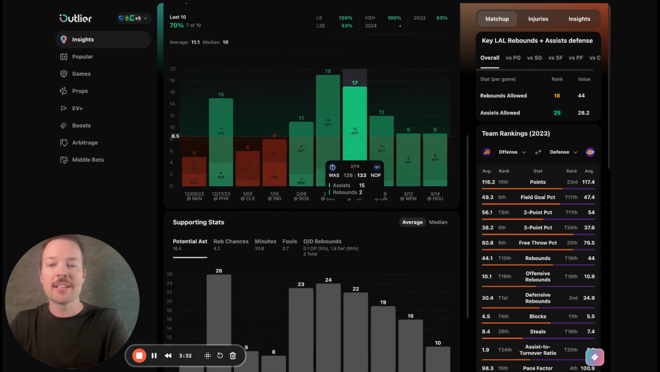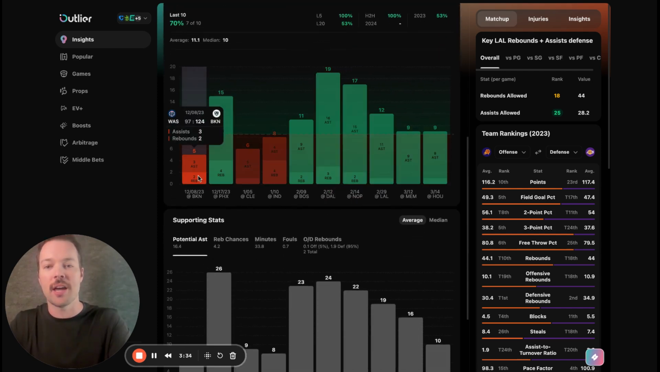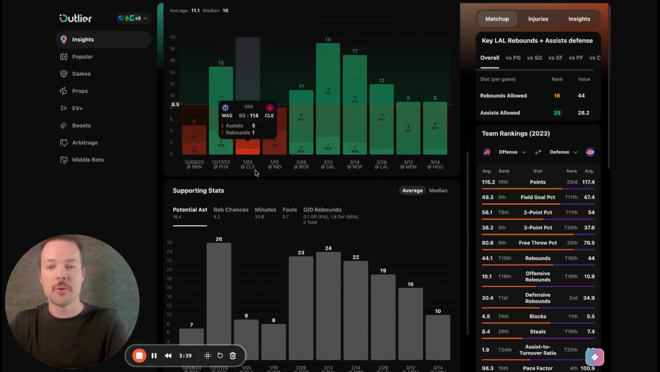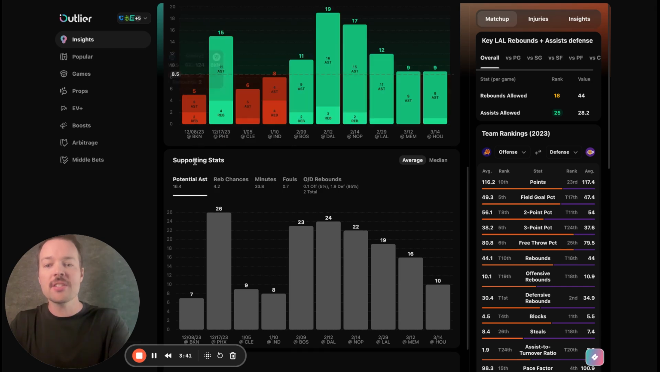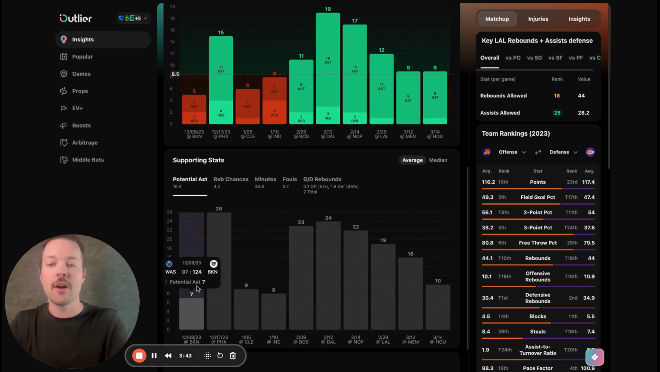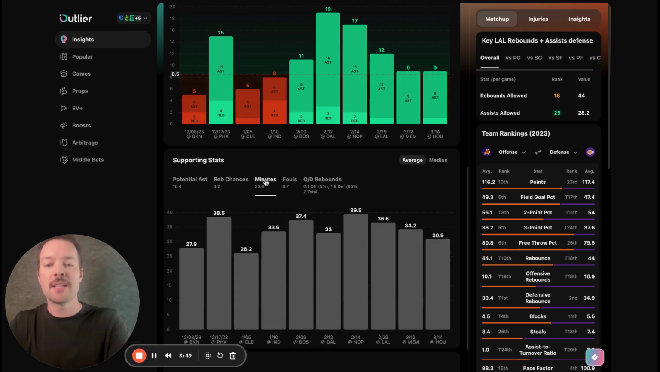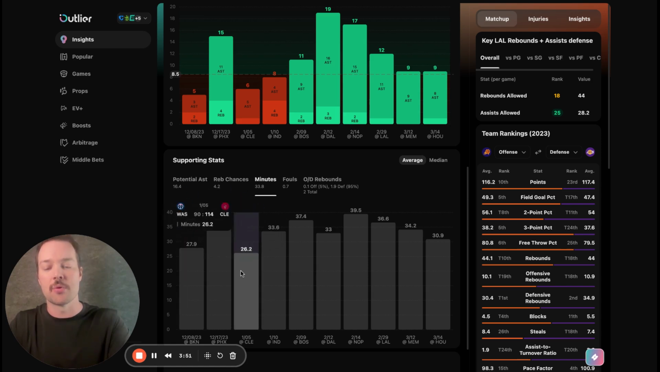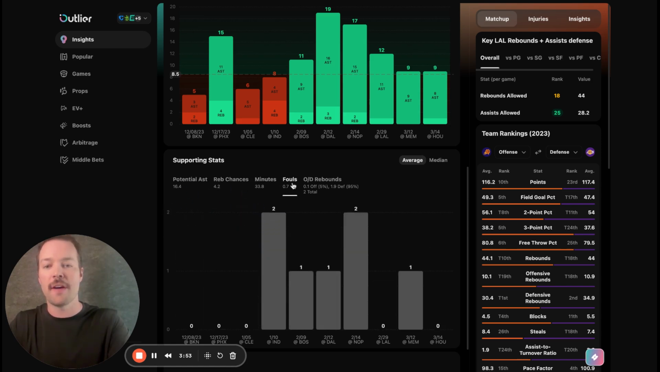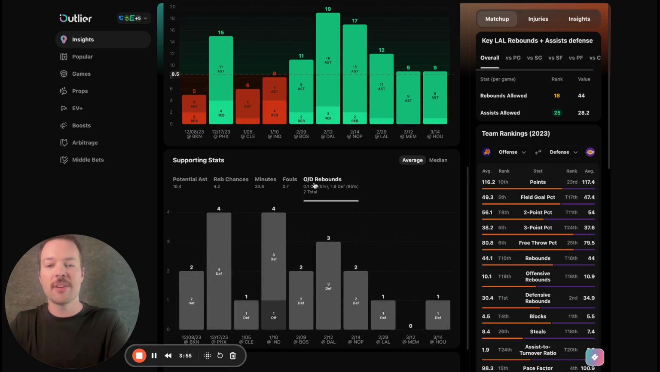If I go down further, I can see, what happened in these games where we only had 5 assists to rebounds or 6 assists to rebounds. What's going on there? Well, I can see the supporting stats in line. So I can see, okay, what about potential assists? How about rebound chances? How about the number of minutes he played? Look at this. He played fewer minutes than normal in those games. What about the fouls? Did he get into foul trouble? How about his offensive versus defensive rebounding splits?